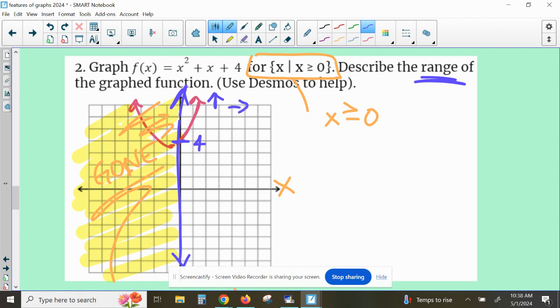Okay, so that means how are we going to write our range? Which notation do you want to use? The simple one? Okay, so what's the lowest? 4, comma, what's the highest? Infinity. Do I need square brackets or round brackets? Square at the 4 because 4 is included, right? And then round at the positive infinity. Good?